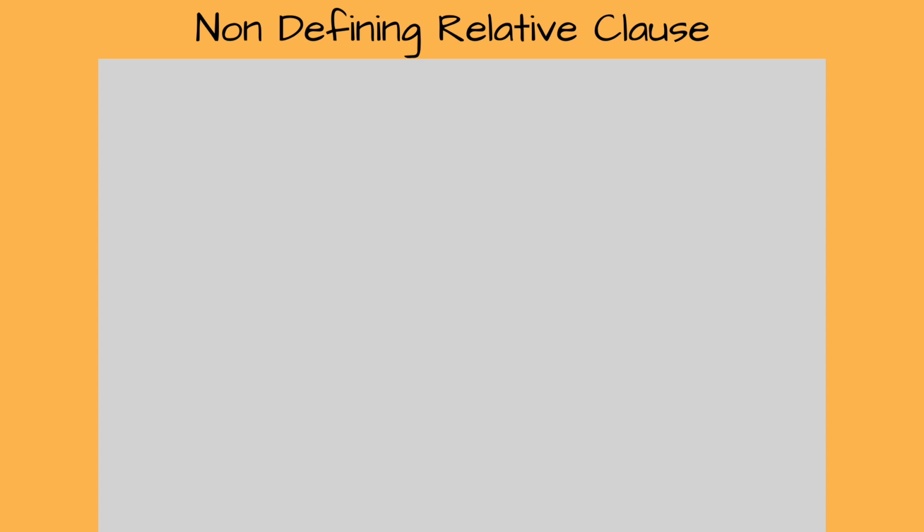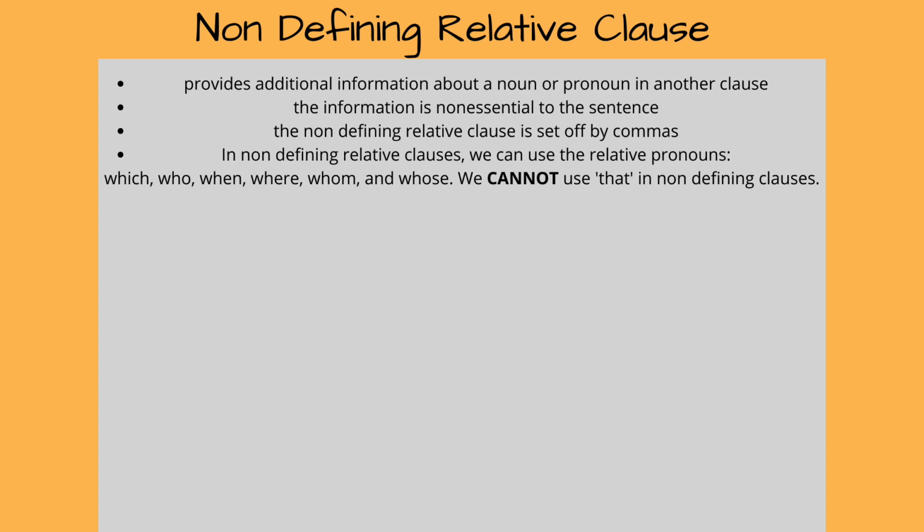Okay, and now we are going to move on to non-defining relative clauses, also called a non-restrictive relative clause or a non-essential relative clause. A non-defining clause also provides additional information about a noun or pronoun in another clause in the sentence, but it is not essential information. It is not information that is very important. It's helpful, but not essential. We can understand the sentence without it.